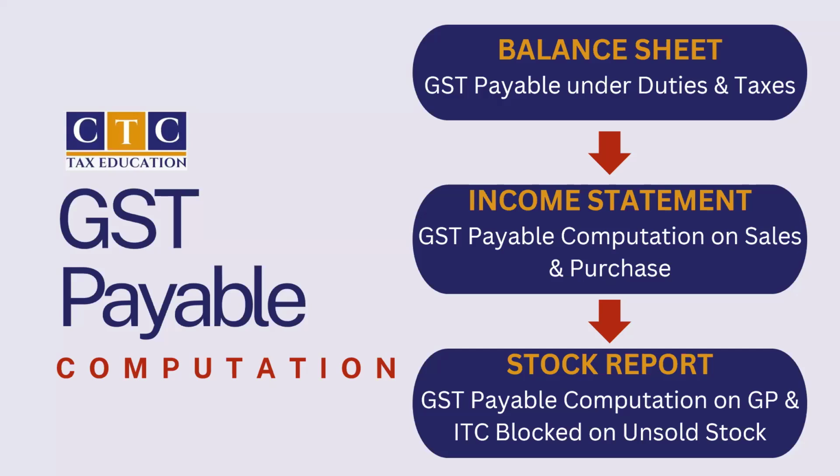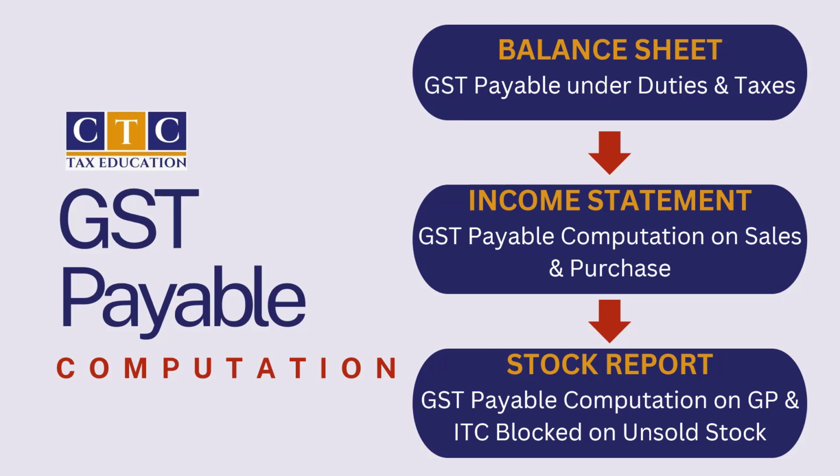From this video, you will learn how to calculate GST payable to the government with computation. Generally, the balance sheet shows how much amount of tax we have to pay to the government under the head duties and taxes. This is a common report for duties and taxes. Before confirming this amount, we have to recheck it with our income statement as well as the stock report. After that, only we have to file the return and pay the tax to the tax department.